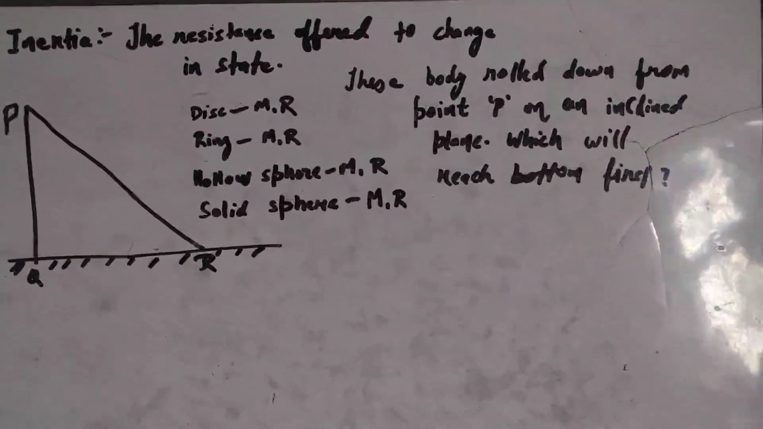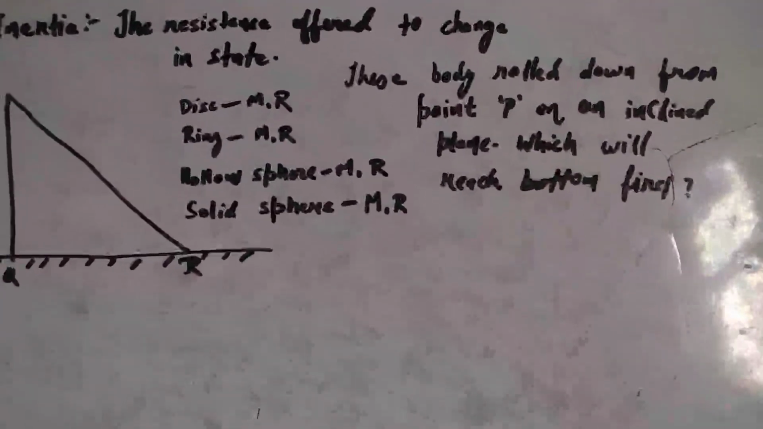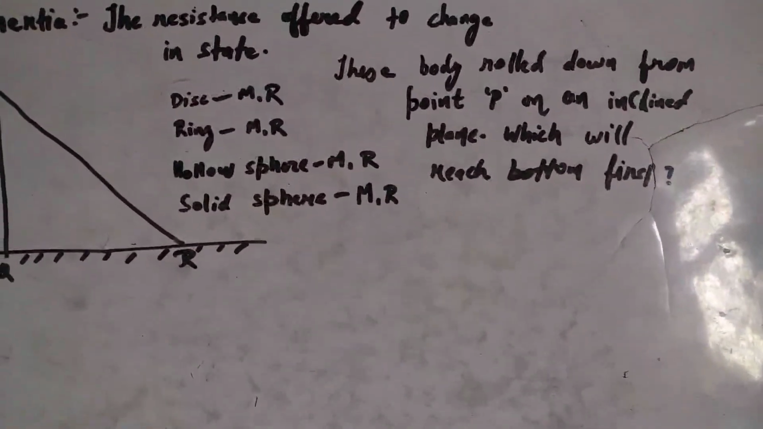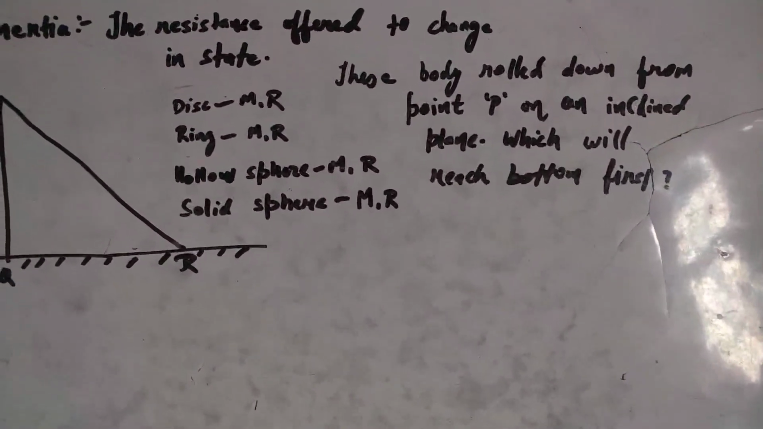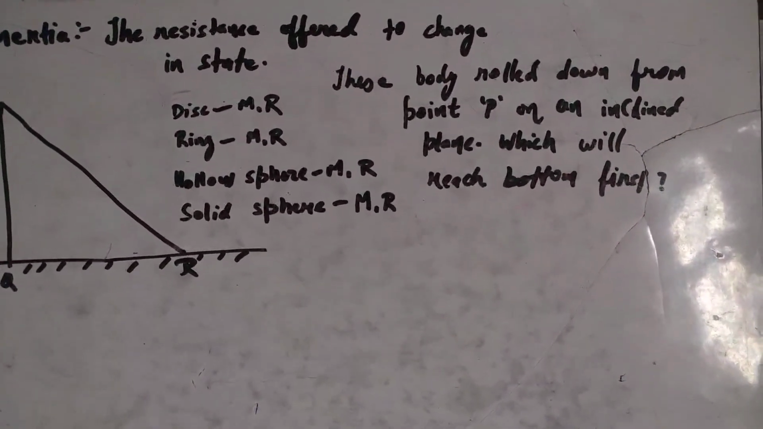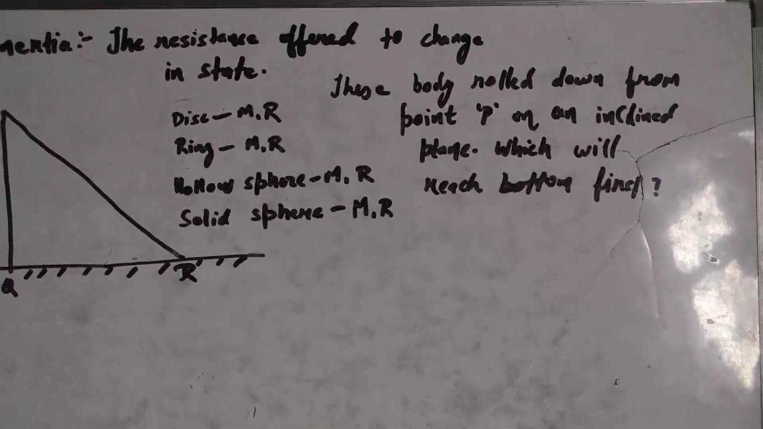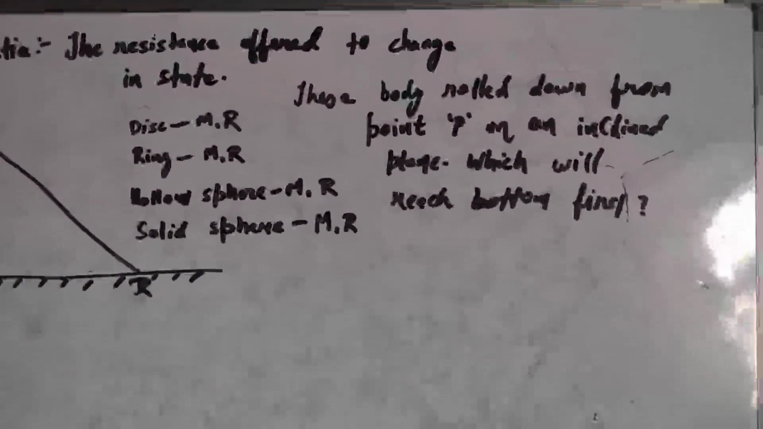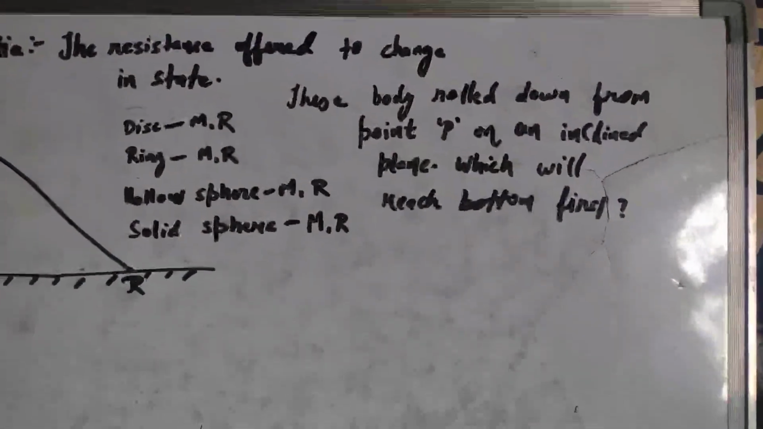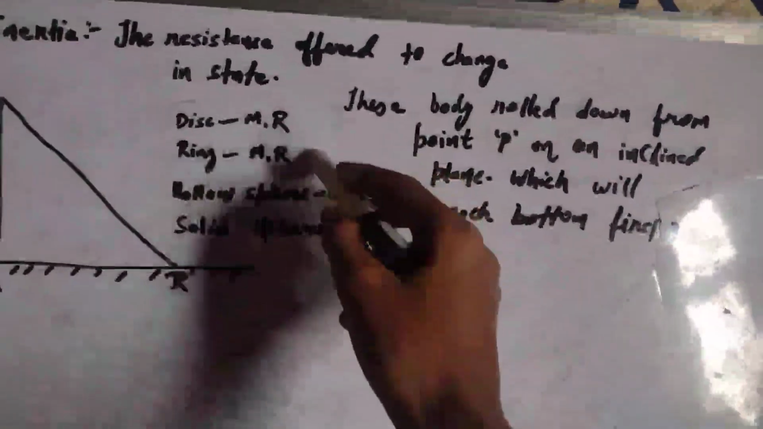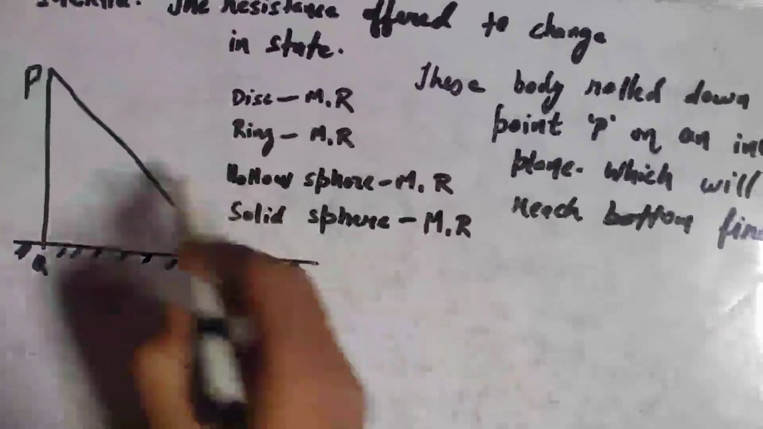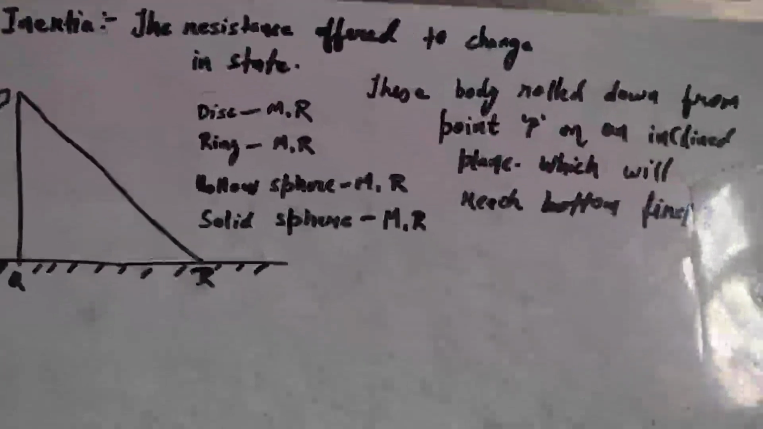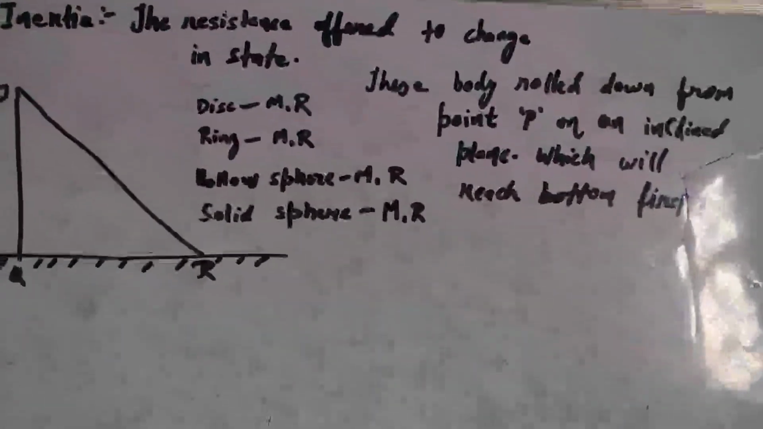But in this given problem, the question says that if a disk of mass m and radius r, a ring of mass m and radius r, a hollow sphere of mass m and radius r, and a solid sphere of mass m and radius r, all these bodies roll down from point P on an inclined plane, then which will reach the bottom first? So if all these bodies are set to roll down from point P, which will win the race? That's the question. So we'll use the concept of inertia to solve this.